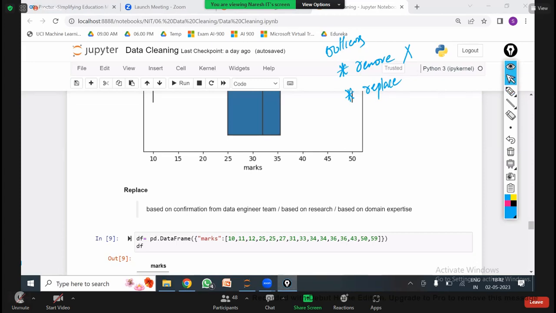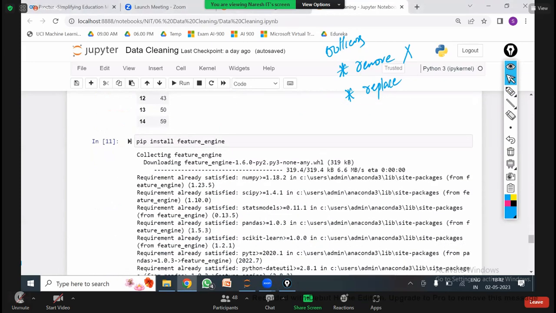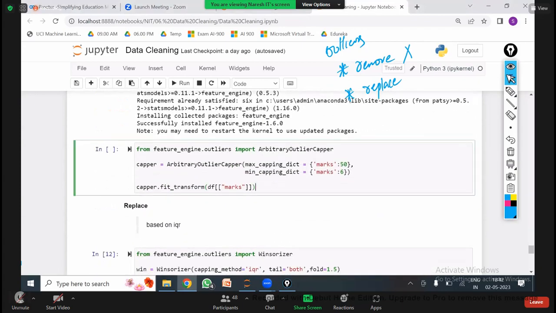Right? Now, for example, you have done the research, and in your research, you have identified that the maximum value can be 50. This is the upper limit. None of the values can cross more than 50. Then in that case, we are going to select the arbitrary outlier capper. Arbitrary means you are selecting arbitrarily. Whatever value you are interested in, you can write here. 50 means 50, 40 means 40. Now, for example, I'm writing 40.